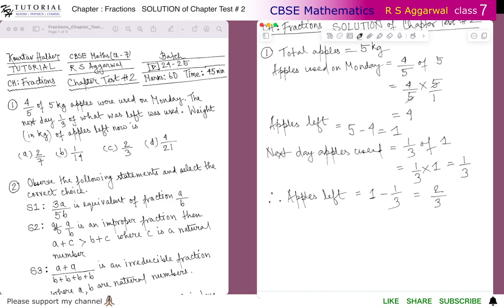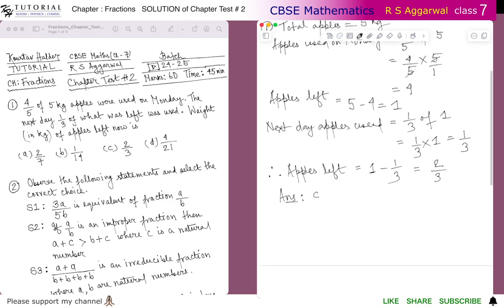I hope by now you are quite familiar with doing addition and subtraction of fractions. I have already discussed this in the class of addition and subtraction of fractions. If you have not watched the class videos, I think I had 3 classes on fractions. I highly recommend you first watch those videos. So apples left is finally 2/3 kg. So the answer is choice C.